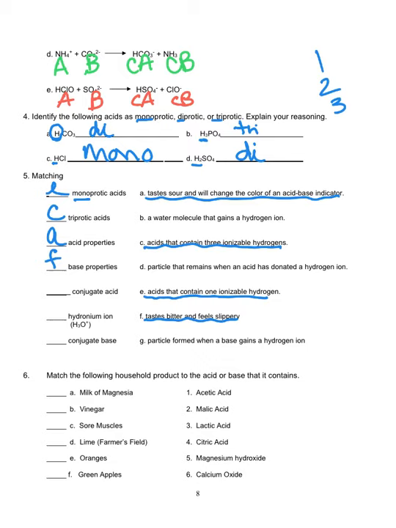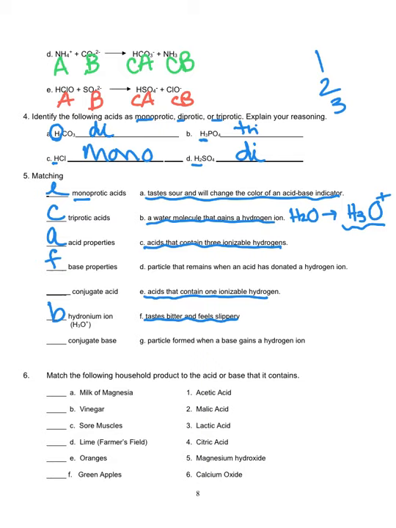The conjugate acid, is it a water molecule that gains a hydrogen? That means it would go to H3O, and because it gained a plus hydrogen, it now has a plus charge. This is called hydronium. So hydronium ion would be B. Okay, that one's off.